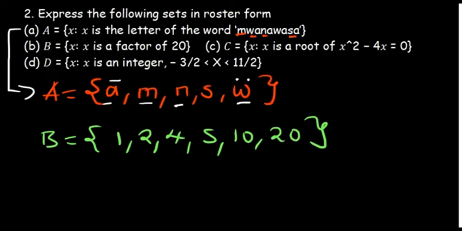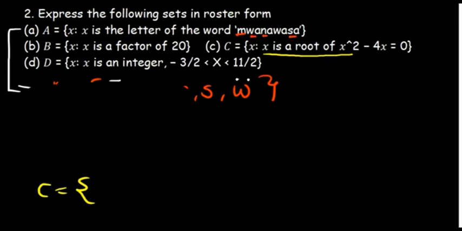X is such that x is a factor of 20. Okay. So there's no restriction. It's just general, a factor of 20. If I had said a factor of 20 less than 20, 20 would not have been part of the solution set. But in this case, it is just open, so we'll just write whatever we can. Then for C, x is a root of x squared minus 4x. Let me create some space here. So what is a root?